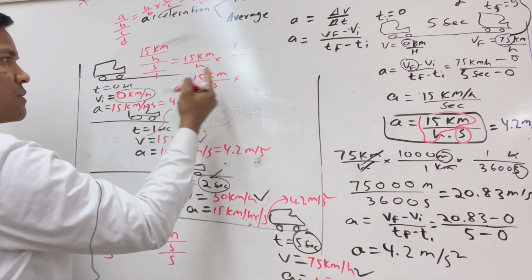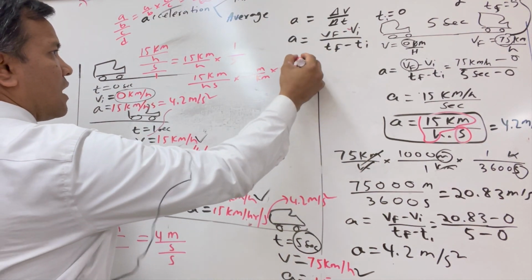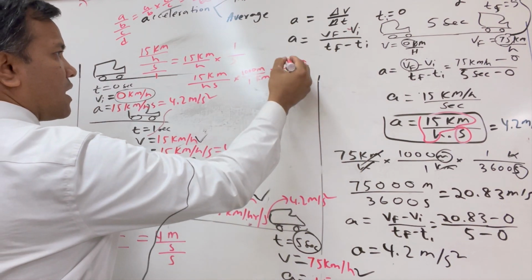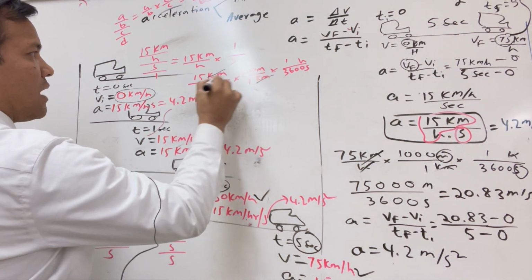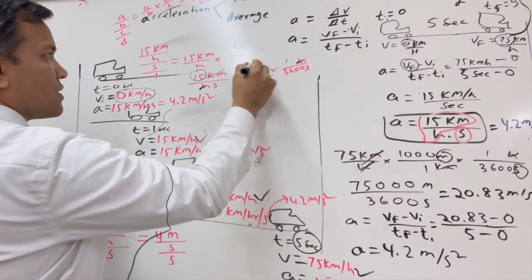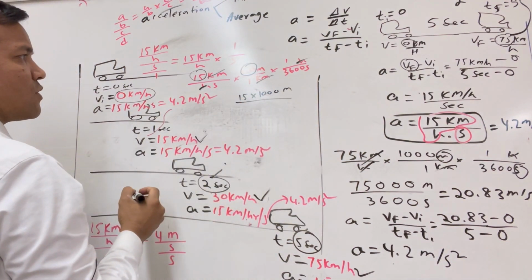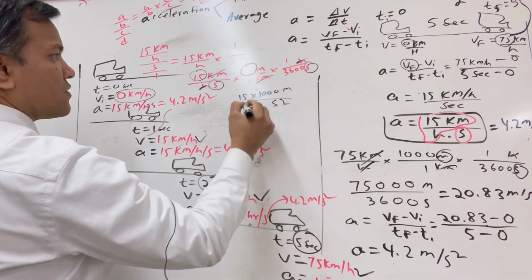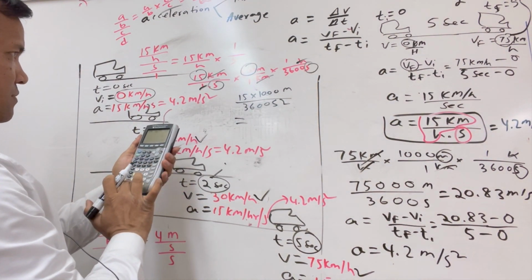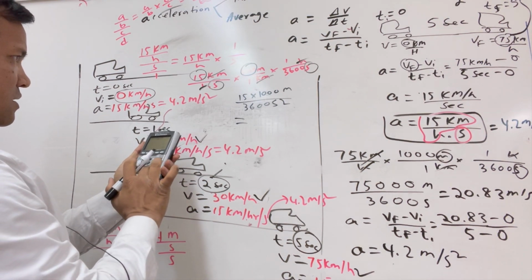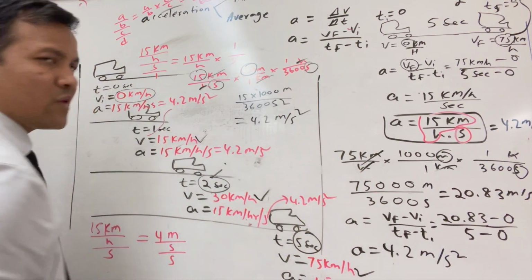Now we want to convert kilometer to meter, and we're going to convert hour to second. So 1 kilometer is 1000 meters and 1 hour is 3600 seconds. So notice what happened. Kilometer cancel, hour cancel, so we have 15 times 1000, and the unit is meter. On the bottom we have second and second, second squared, and 3600. So if we take our calculator, 15000 divided by 3600, that would be 4.2 meter per second squared. So hopefully that makes sense.